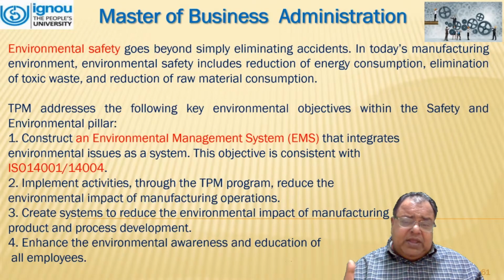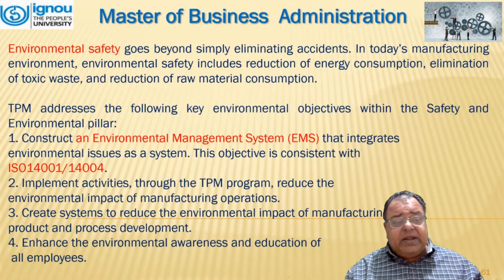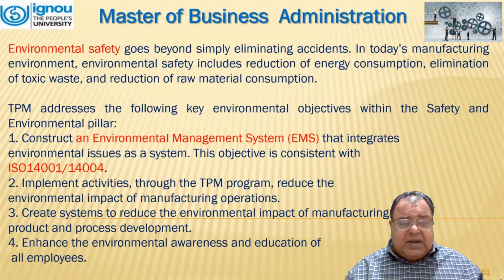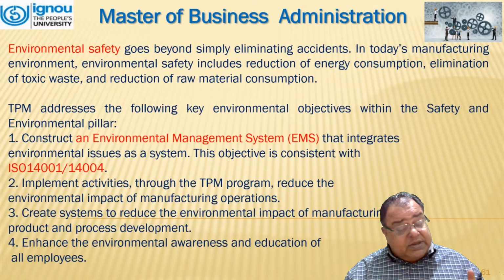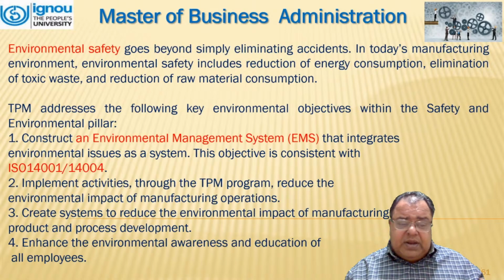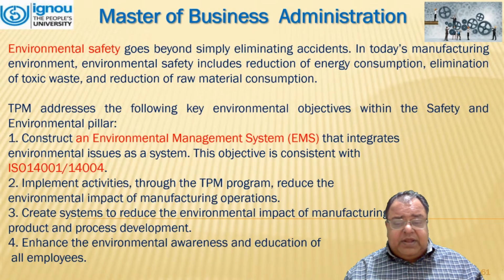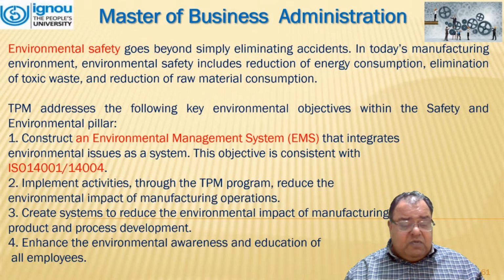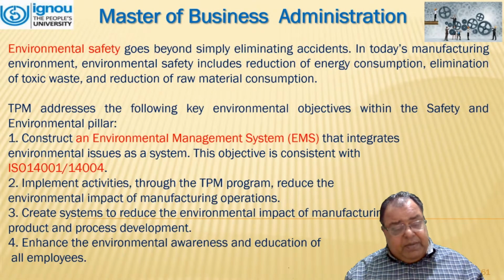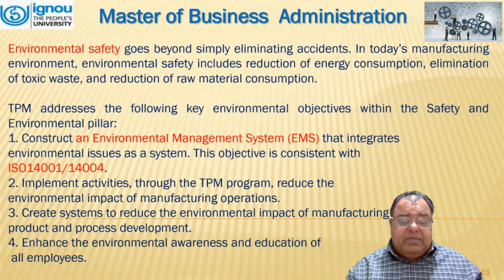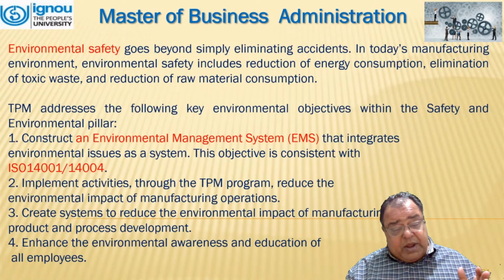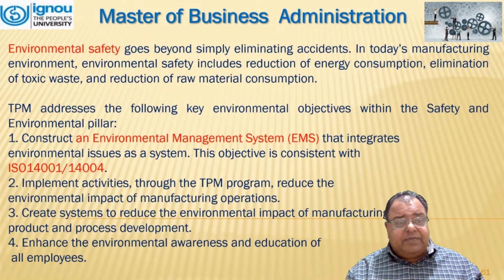TPM addresses the following key environmental objectives within the safety and environmental pillar. First one is to construct an environmental management system, that is EMS, that integrates environmental issues as a system. This objective is consistent with ISO 14001 and 14004. Second, implementing activities through the TPM program reduces the environmental impact of manufacturing operations. Thirdly, it creates a system to reduce the environmental impact of manufacturing, product and process development. Fourthly, it enhances the environmental awareness and education of all employees.